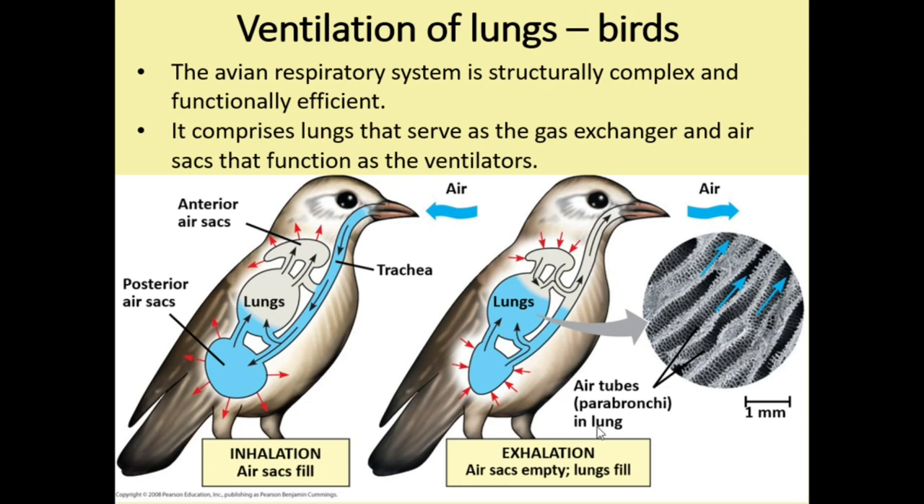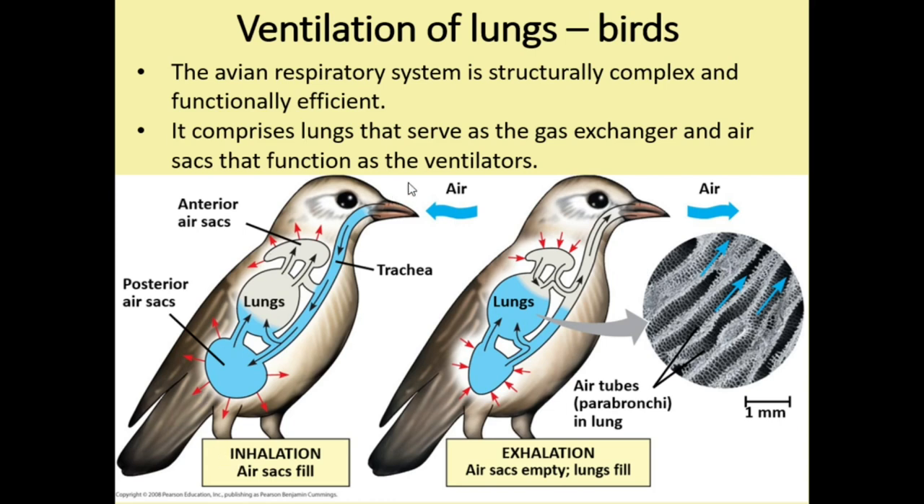But the way that birds do it is they have these unidirectional tubes called parabronchi, and they enable air to flow posterior to anterior. So air will move in through the mouth and the nostrils, it will come down the trachea, it will move into the posterior air sacs, then it moves from the posterior air sacs into the lungs, and then from the lungs into the anterior air sacs, and then from the anterior air sacs back out into the trachea and then out the mouth. You can see that bit here.